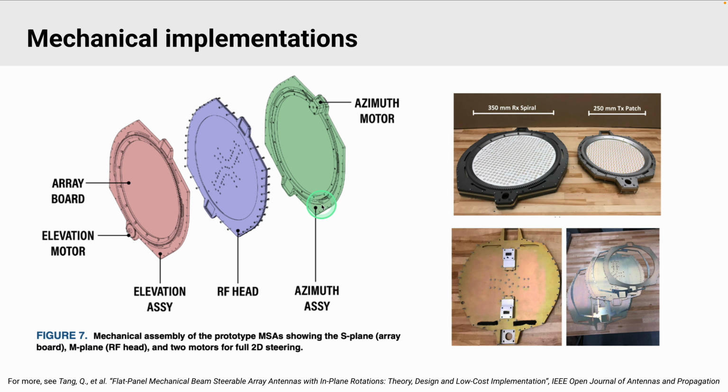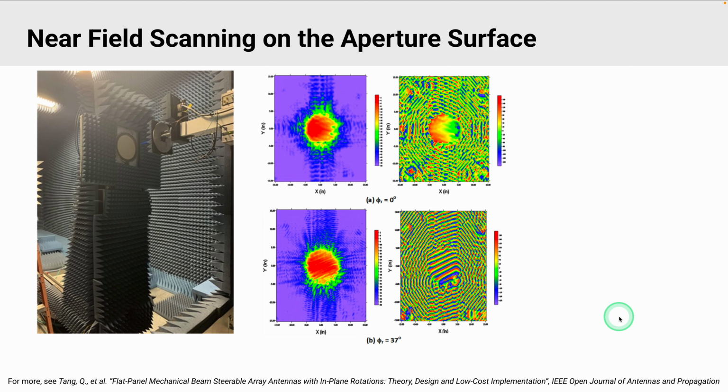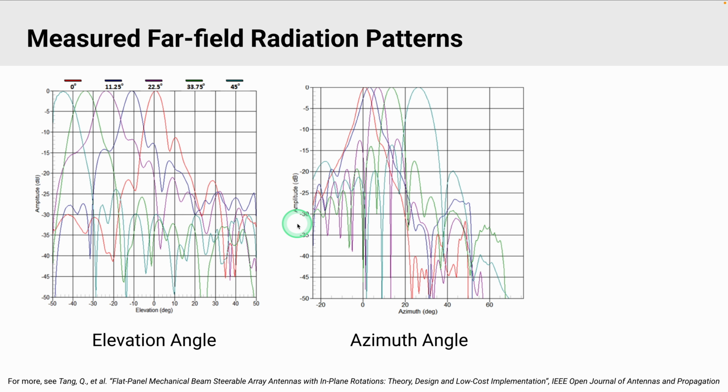And this is the mechanical implementation work done by my colleague Eric Bone, and the whole antenna only uses sheet metals and PCBs, which lowers the cost. This is the setup of the near field scanning measurement, showing the phase and amplitude information on the aperture surface at different rotation angles. And here are the far field radiation patterns measured. We also achieved a good cross-polarization ratio within band and decent gain performance.